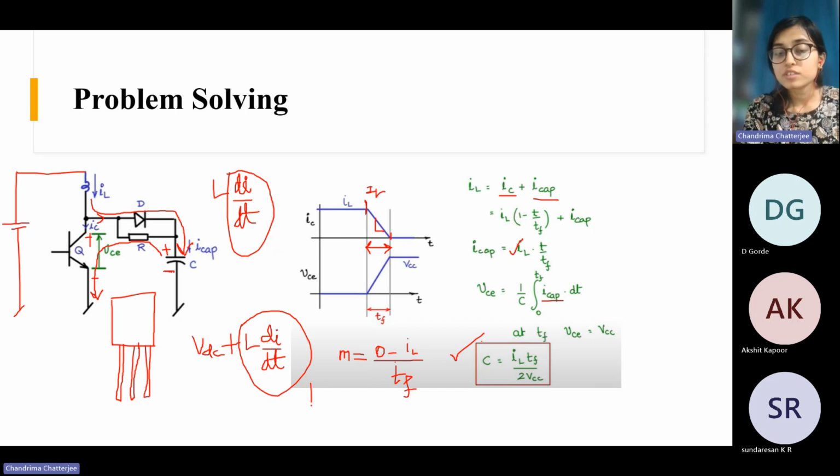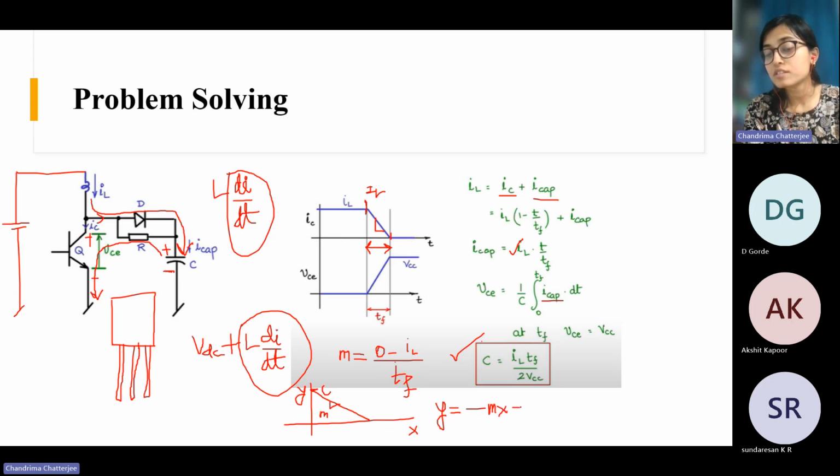Okay. Suppose you have a straight line like this, with slope m. If this is my y axis and this is my x axis, what is your equation? If this point is C, the y value when x is equal to 0, your equation is y equal to minus mx plus C, right?